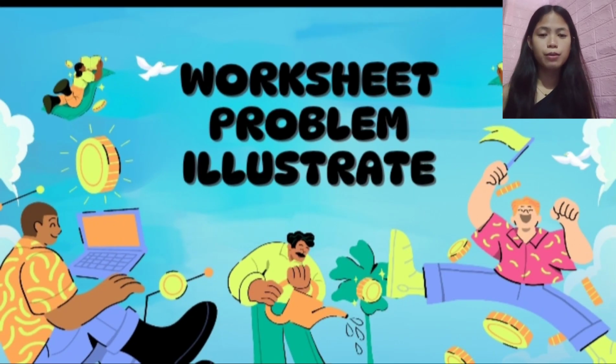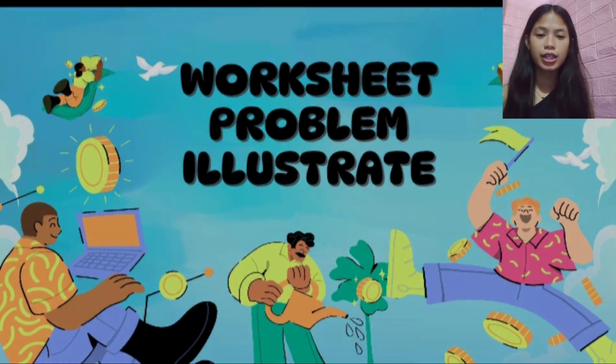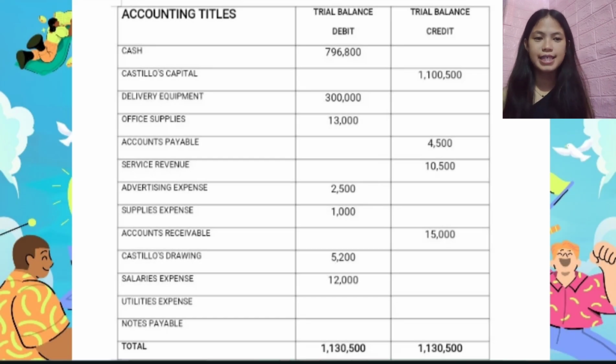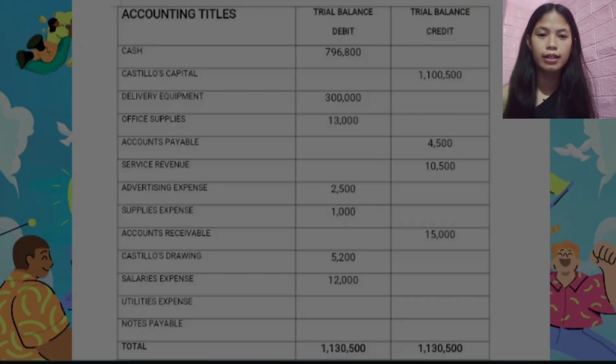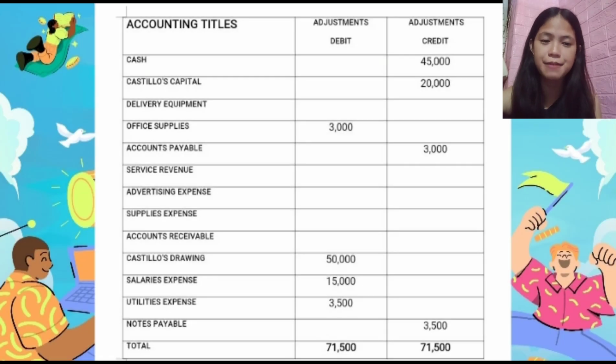Worksheet illustration problem, we have trial balance, adjustment, adjusted, income statement, and balance sheet. A trial balance is a list of all the general ledger accounts and their balances. It shows that the debit and credit are balanced. The purpose of this is to check if the total of the debits and the total of the credits are equal. And we have the adjustments.